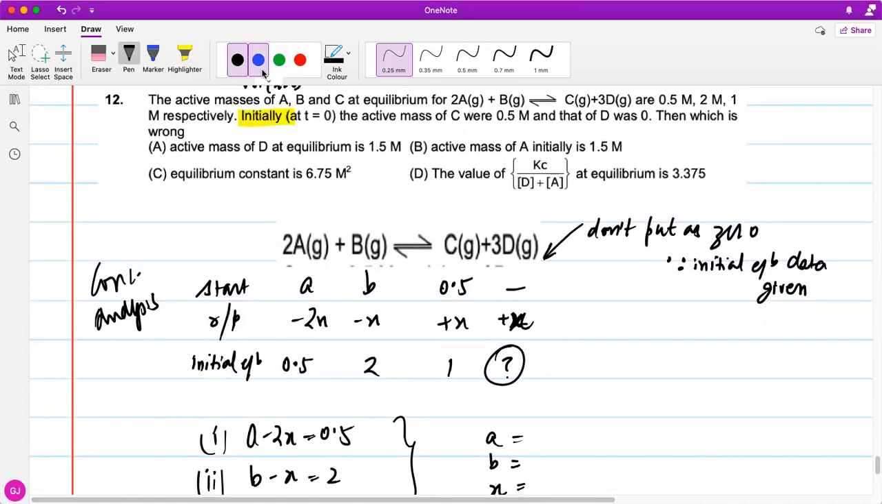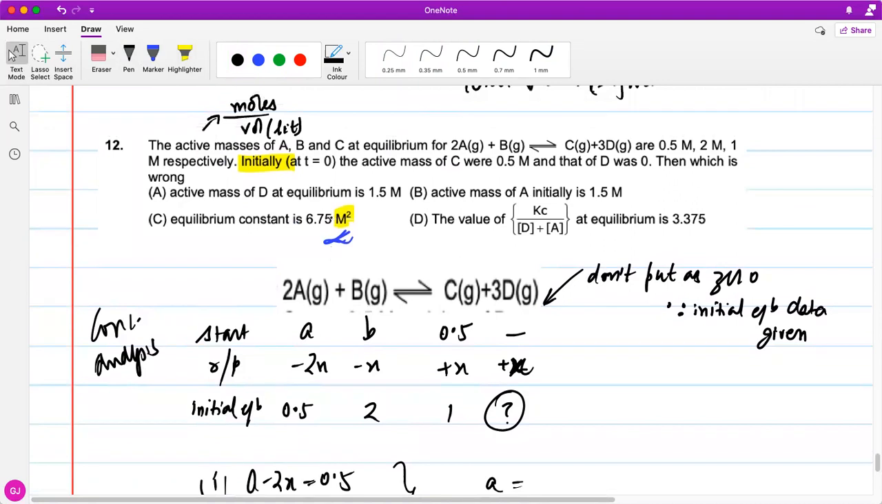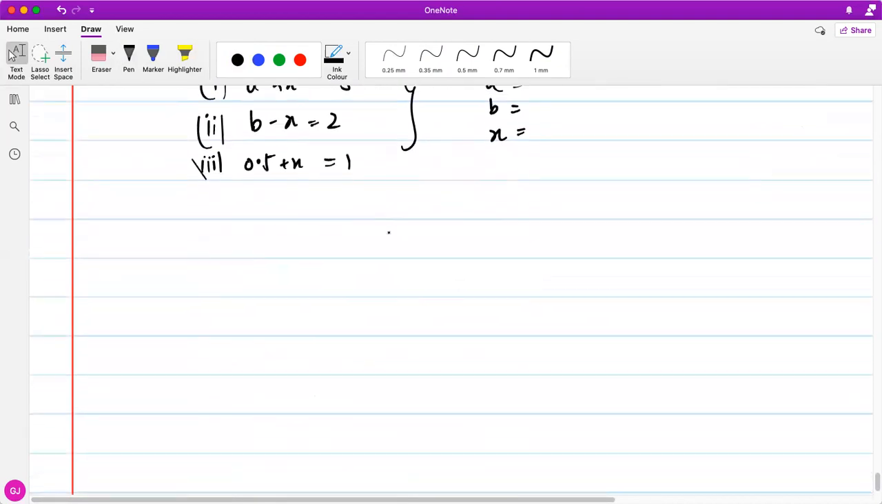I think I remember the catch: why option C is not correct is because of the units. That is the reason why option C is incorrect. The value comes out to be 6.275, but as you can notice, the unit has to be just M, not M squared.